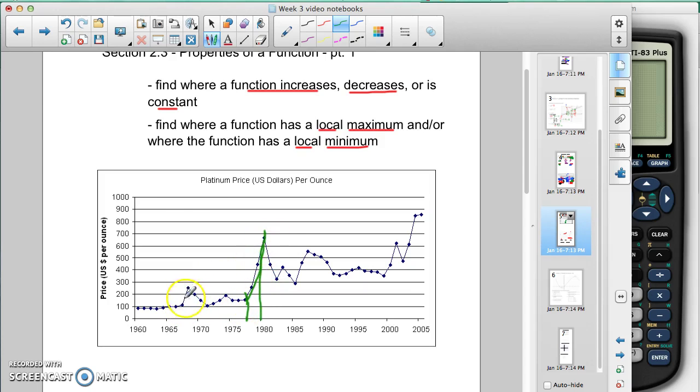We also have an increasing amount here. We have a small increasing amount here. We have an increasing amount here. There are several places where this function increases. All right, and a decreasing amount also occurs.